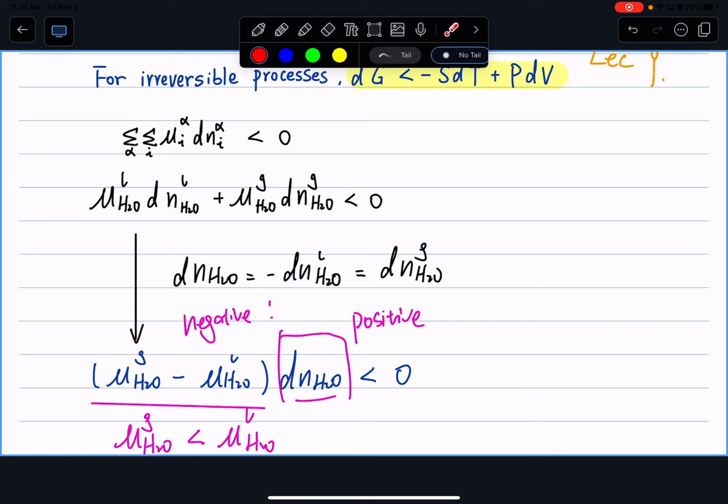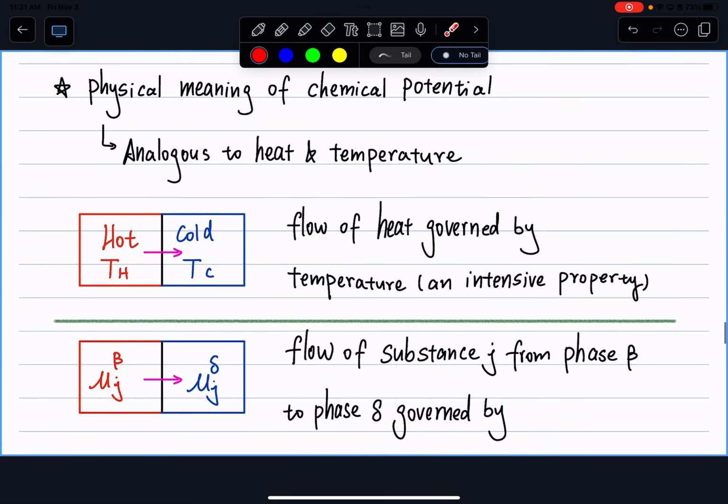Let's look at one more picture here, and then we'll take more questions. The picture here is, again, what exactly is chemical potential? And I hope to make a link between what we just discussed and something you already know, analogous to heat and temperature.